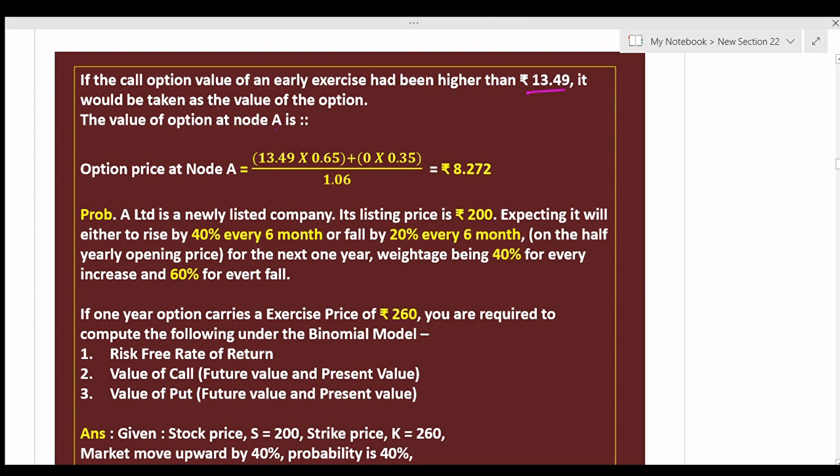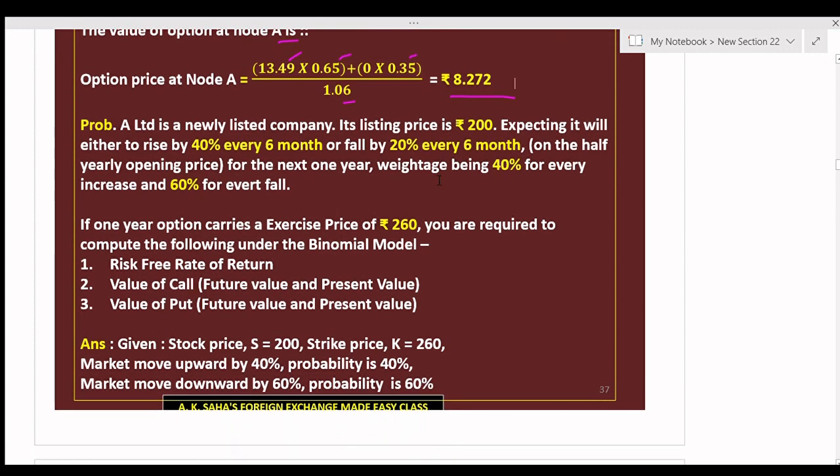The value of the option at node A is equal to 13.49 into probability 0.65 plus 0 into 0.35 divided by 1.06. It is 8.272. Next problem.